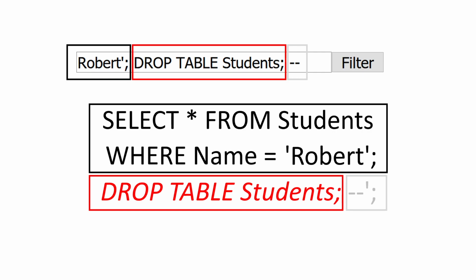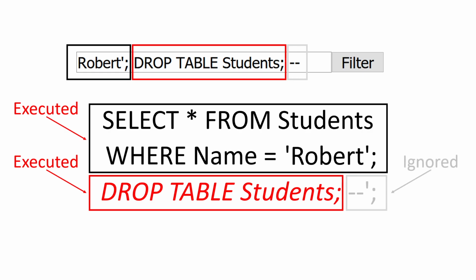And then just for good measure, we end it with dash dash, which actually comments out anything after that, which avoids a SQL error. So in effect, we have a SQL statement that gets executed, which is what the designers intended, but then a second SQL statement embedded in our input gets executed also. Lastly, everything after the dash dash is ignored.